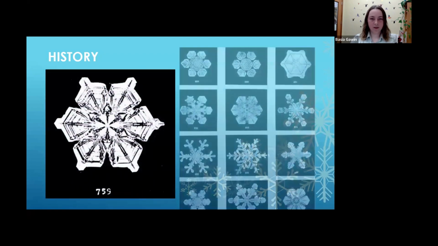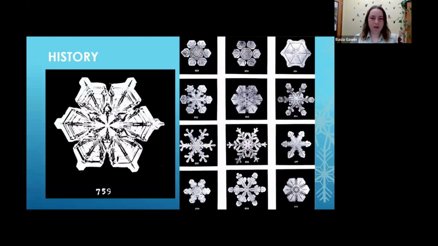And here are some pictures of snowflakes that he took. A little bit different than the pictures we saw at the beginning, but these were the first pictures of snowflakes ever.